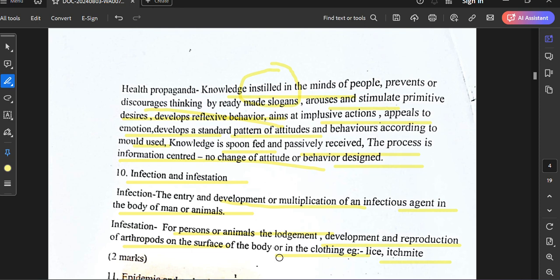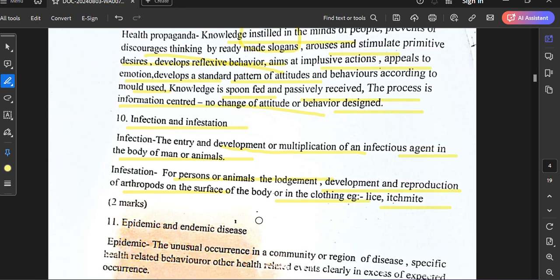Infection means the organism has entered into our body biologically. But in infestation, it is only on the surface of the person or the animal. It can even be on the clothing of that person.